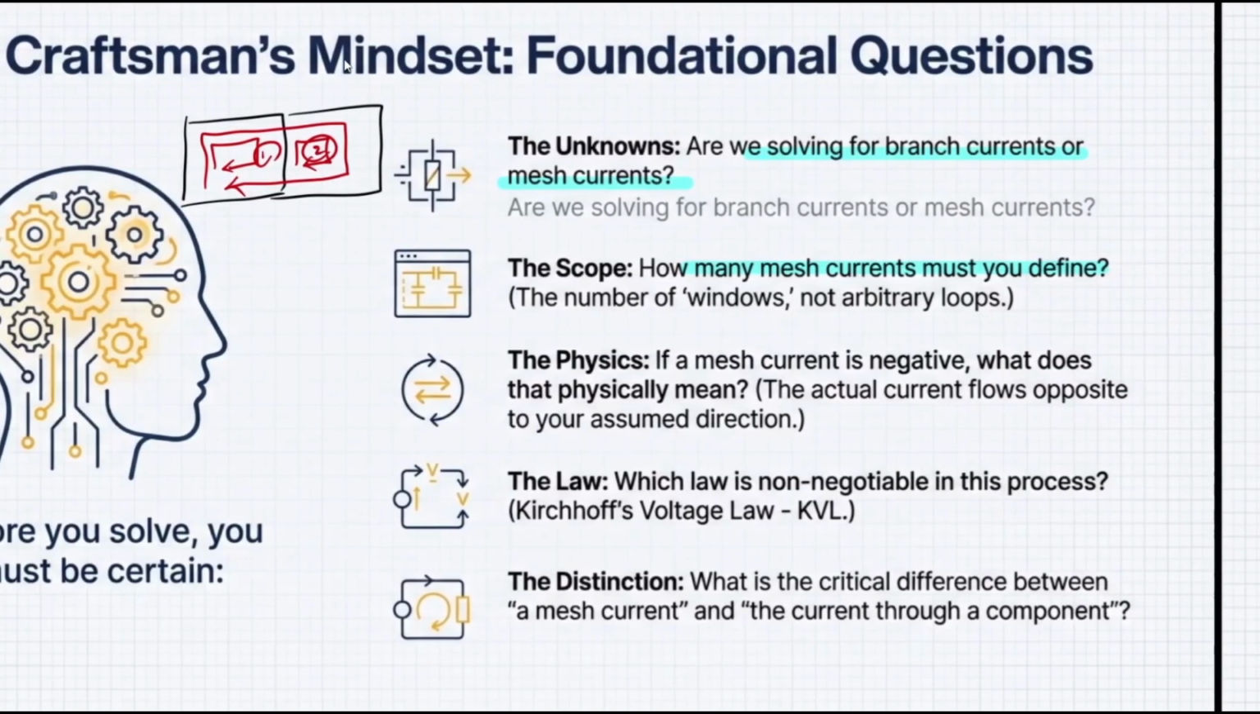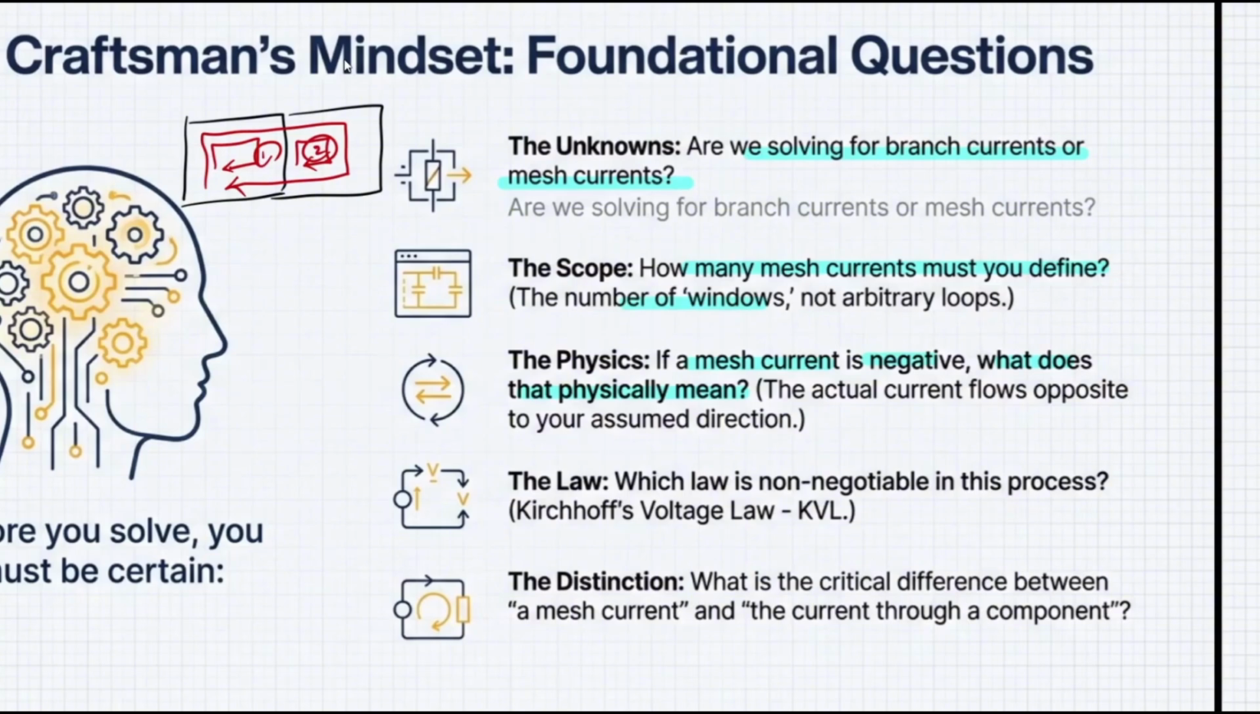So again, as I just mentioned, you have to specify the scope. What is the scope? How many mesh currents must you define? The number of windows is just something about the mesh and not arbitrary loops. Then we have to talk about the physics. If the mesh current is negative, what does that physically mean? The actual current flows opposite to your assumed direction. As you guys remember, most of the time we consider the current that moves from the negative side of the source to the positive side of the source.